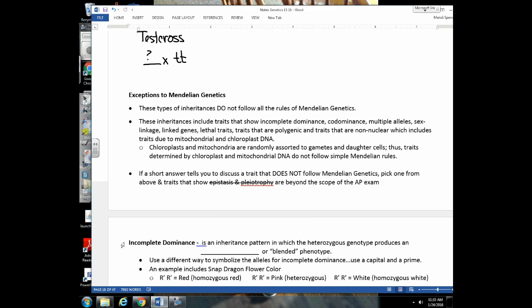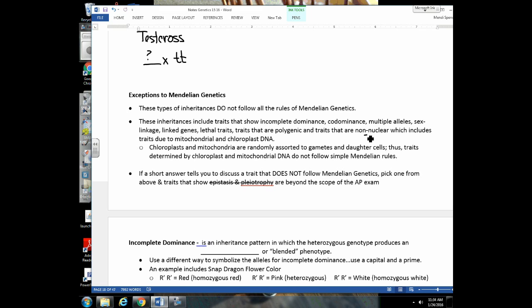Now, these next types of inheritances that we're going to get to are known as exceptions to Mendelian genetics. They do not follow those rules or those ideas that Mendel developed. So these other ones that I know I've taught you before, like incomplete dominance, codominance, multiple alleles, like with blood types, sex-linked traits, these are types of inheritances that do not fit Mendelian genetics. In addition, there are some traits that will develop due to the genes found in the DNA on the mitochondria or the chloroplast. So that is what we mean by non-nuclear traits. They're not going to follow those ideas or those laws regarding Mendelian genetics.